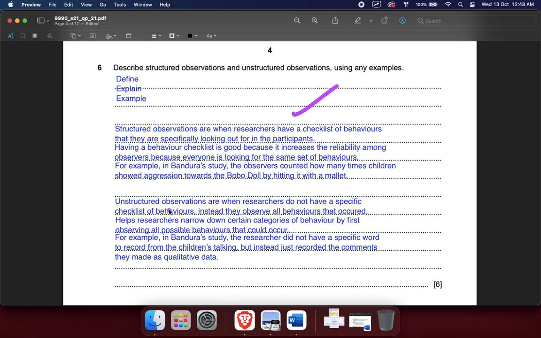Sorry, structured. Unstructured is when researchers don't have a specific checklist, but it helps researchers to narrow down certain categories of behavior. For example, in Bandura's study, researchers did not have a specific word to record from the children talking, but instead just recorded the comments they made as qualitative data. Right? So that was unstructured. It was not as if they were looking for how many times does a child say ow, or bang, push. Right? They don't do that. They just recorded whatever was said. The children said things like, my daddy's strong, or he's as strong as my daddy, or punch him, sock him, and stuff like that. That was not specific. It was just general stuff that they said.